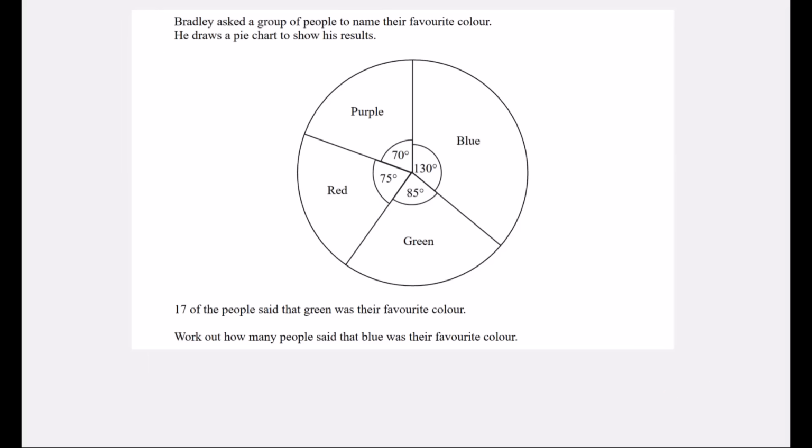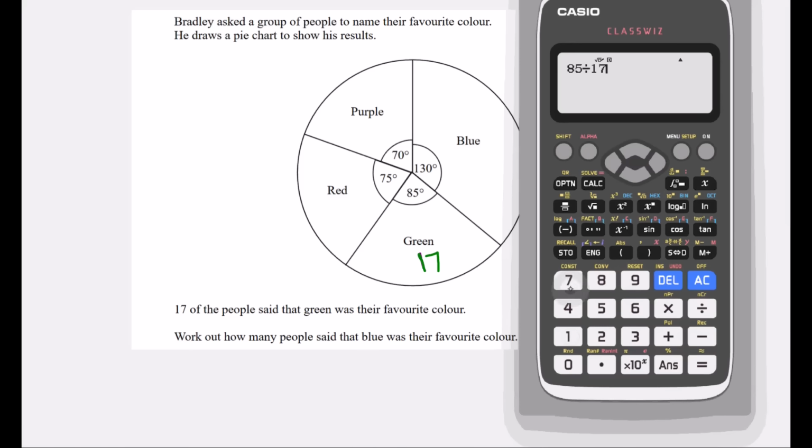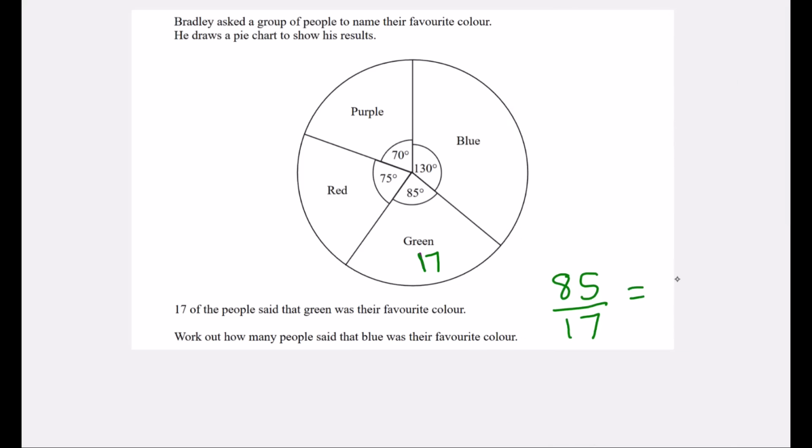Bradley asked a group of people to name their favorite color. He draws a pie chart for the results. 17 people said green was their favorite color. Work out how many people said blue. So we've got 85 degrees for 17 people. If we do 85 divided by 17, we get 5. So it's 5 degrees per person. 17 people, 5 degrees per person gets to 85.